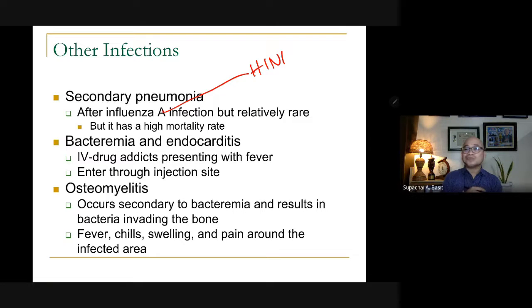Osteomyelitis is another example of a condition secondary to bacteremia. Again, when you say bacteremia, bacteria are present in blood. What's the difference between bacteremia and sepsis? In bacteremia, bacteria are just present in blood. But in sepsis, bacteria are present in blood and they are actively dividing. In osteomyelitis, bacteria are present in blood and they invade the bone. So there will be fever, chills, swelling, and pain around the infected area.